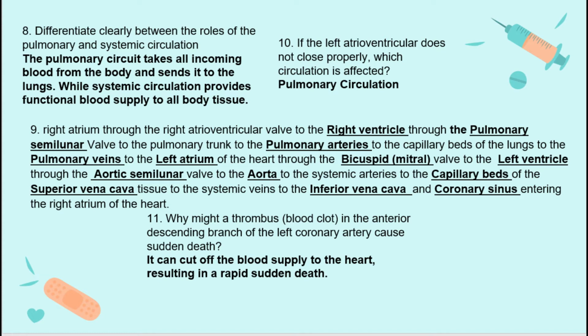For number 10, the question is, if the left atrioventricular valve does not close properly, which circulation is affected? Our answer is pulmonary circulation. For number 11, the question is, why might a thrombus or blood clot in the anterior descending branch of the left coronary arteries cause sudden death? Our answer is, it can cut off the blood supply to the heart, resulting in a rapid sudden death.